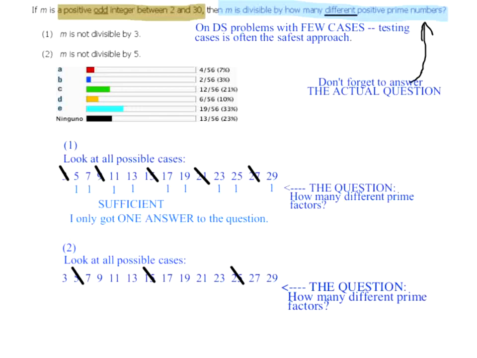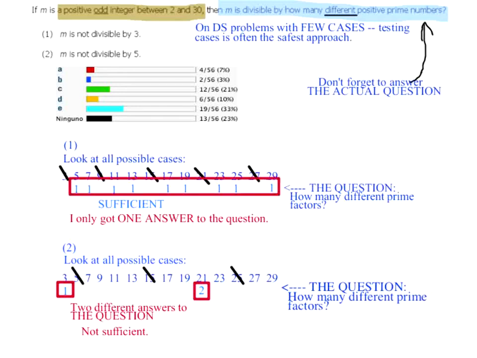So 3 only has one prime factor. Remember, we're trying to prove insufficient. So now that we only have one prime factor here, we're looking for a different number of prime factors. So we can skip ahead of all these other numbers and go up to a number that has more than one. Like, okay, here's 21. 21 is 3 times 7. So that has 2 different prime factors. So this is actually two different answers to the question. So this is not sufficient. Versus in this statement up here, you got a lot of cases, but you only had one answer over and over again, and it was impossible to get another answer.